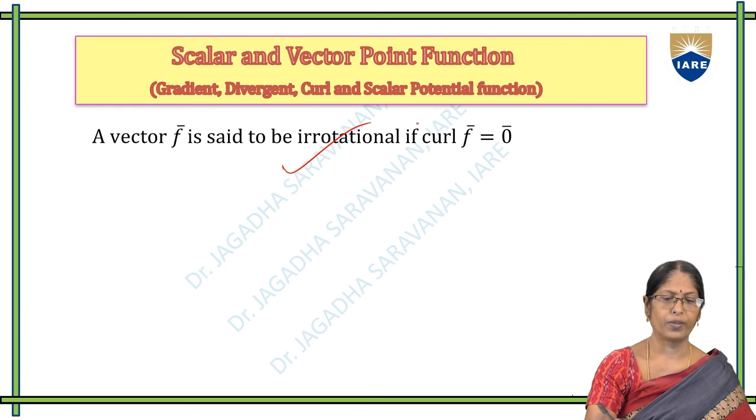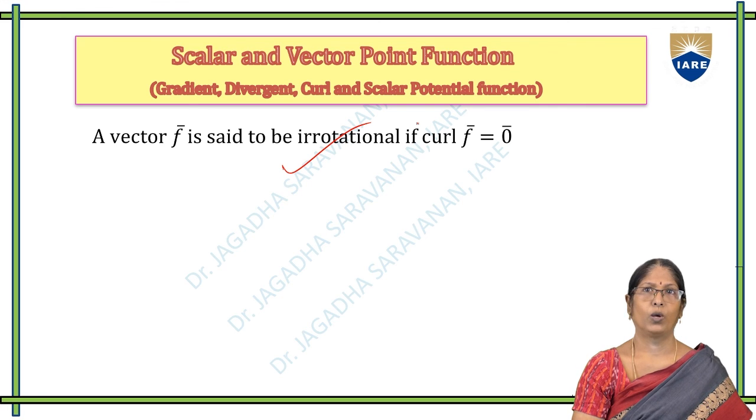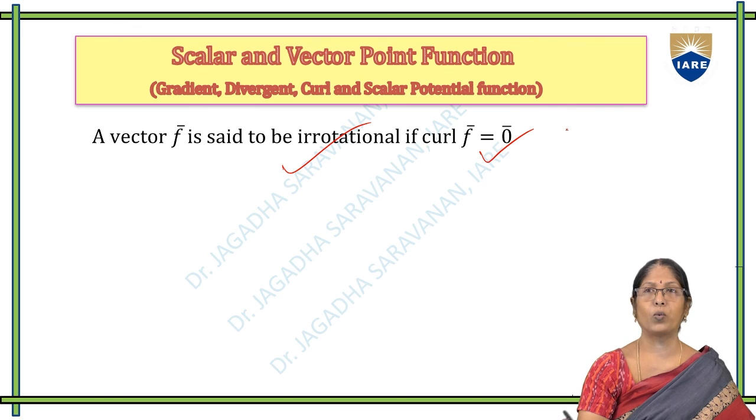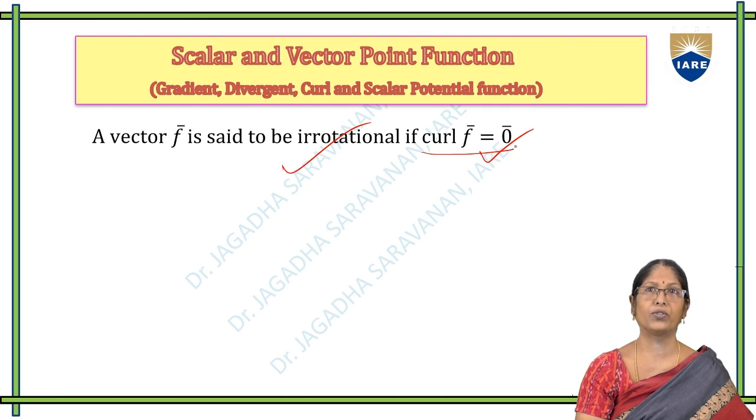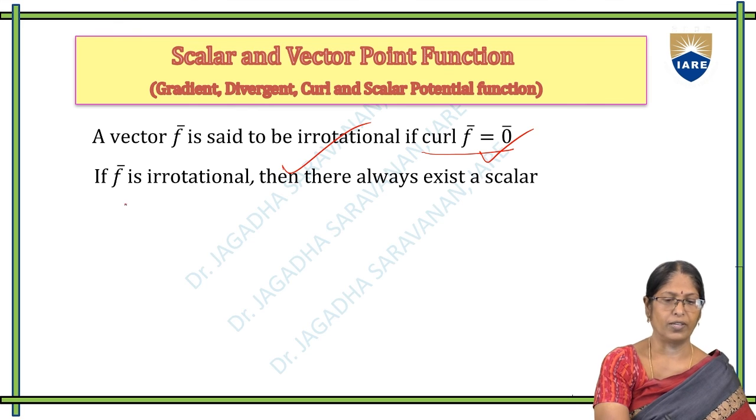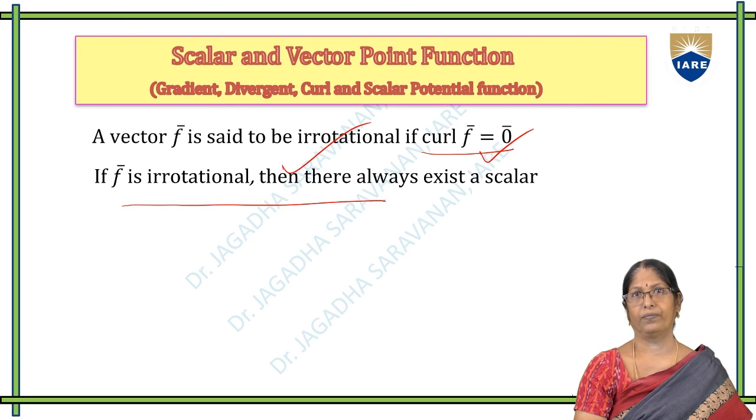Now a vector f is said to be irrotational if curl f equals 0 vector. So very simple, what we have discussed so far: if divergence f equals 0, then it is solenoidal, and if curl f equals 0, then it is irrotational. Here we can see that if the given f bar is irrotational, that means curl f equals 0.